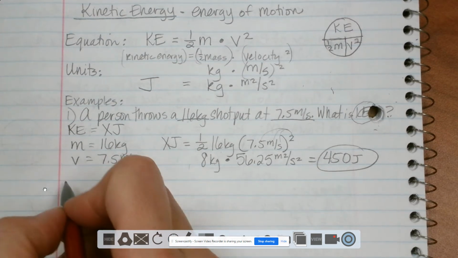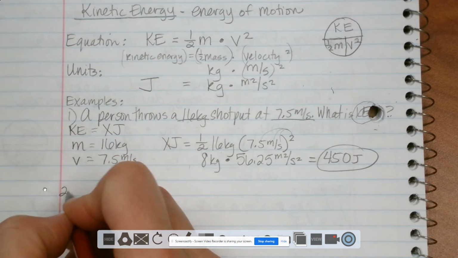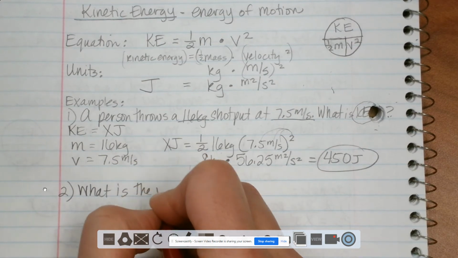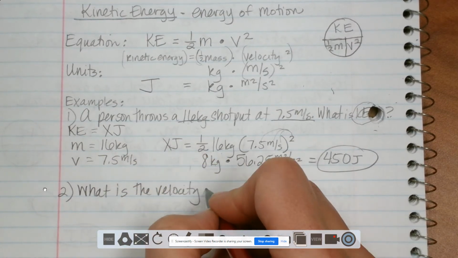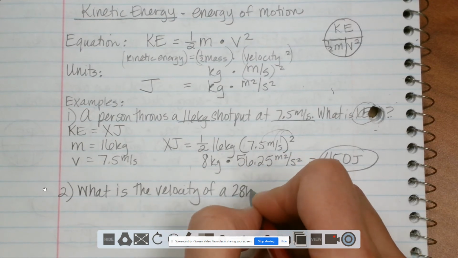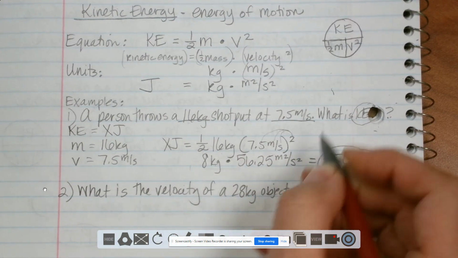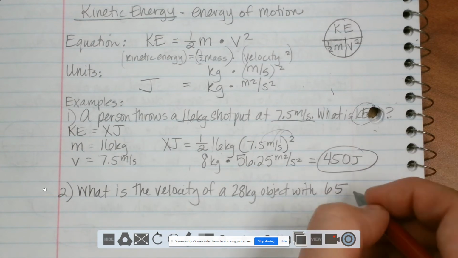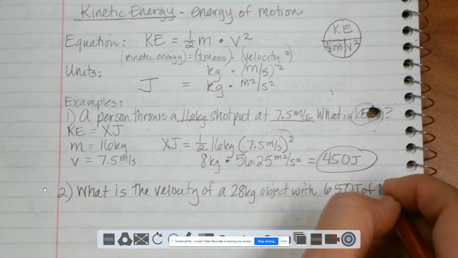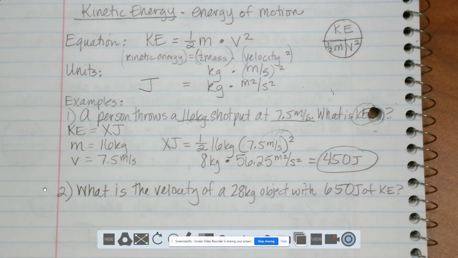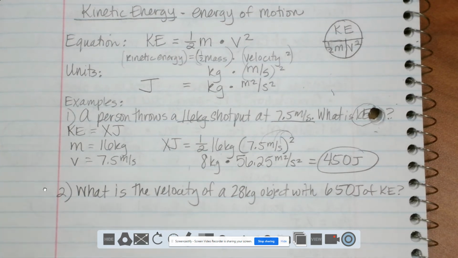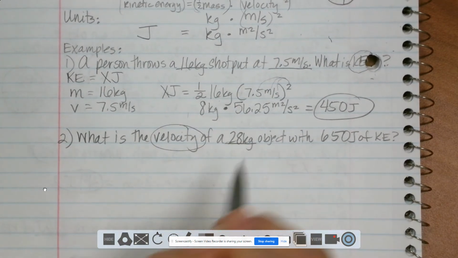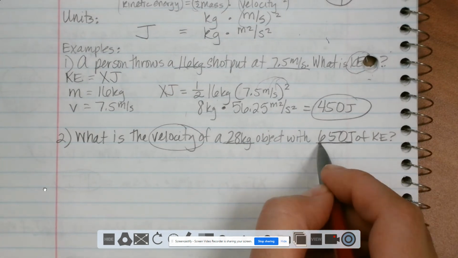Okay, so let's try a second one. Now we're going to look for something different. What is the velocity of a 28 kilogram object, being creative again, with 650 joules of KE? So we have what we're looking for, which is the velocity. We have our mass given to us, 28 kilograms, and we have our kinetic energy in joules given to us.